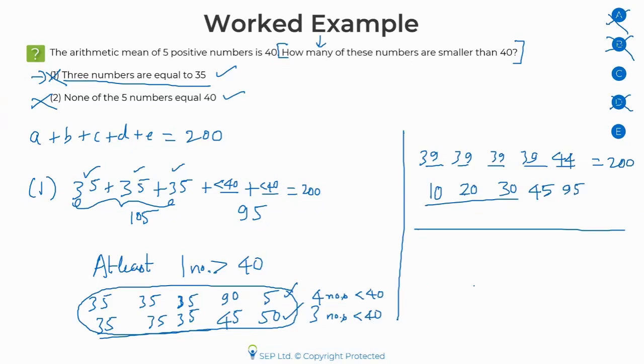Which means even after combining, I have 35, 35, 35, 90 and 5, and 35, 35, 35, 45 and 50. Which means even after combining, I have two answers. So the combination of statements is also insufficient. E is the answer. Am I clear with this? So inherently, value kind of DS questions are easier to answer. So the correct answer is E. Any questions or any doubts? Please let me know in the chat box.